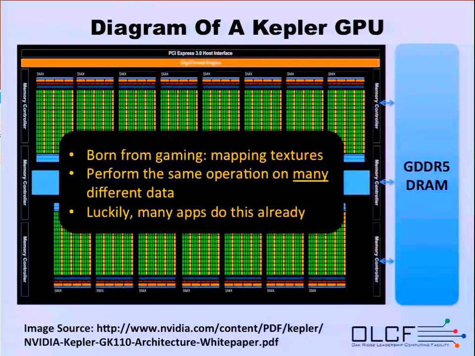But if you want to take a look inside of one of these, well, before we get there, these were made for gaming. So you're mapping textures to geometric objects. You're basically applying the same operation a bunch of times. So you'll take this part of the texture file, you map it to this part of the geometric object, and you just do it over and over and over again. So you want to perform the same operation on as many different data as you can. Luckily, a lot of scientific applications already do this, especially stencil applications, combustion, climate, transport, things like that.